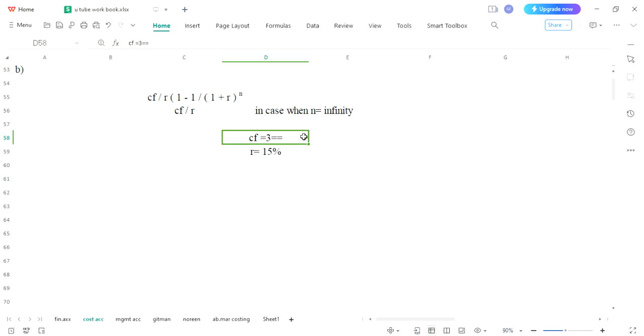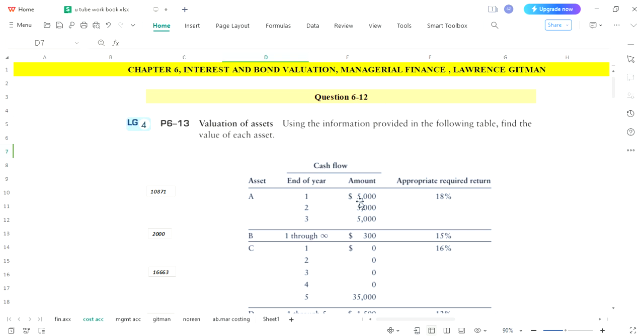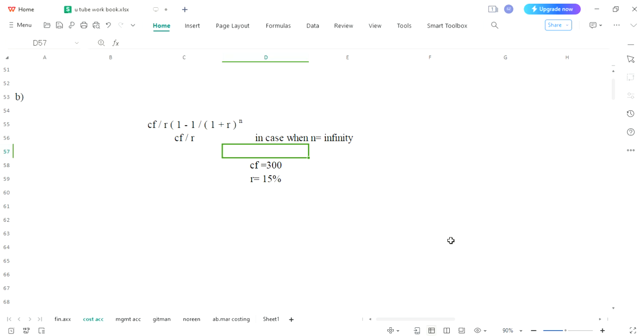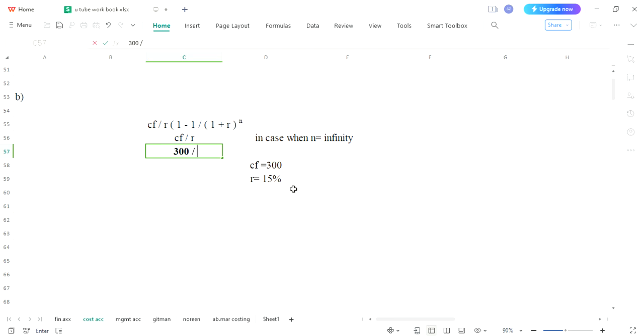Alright. CF 300, rate 15%, and you can see that on your question 300 cash flow, 15% rate of interest. Put these values over here. 300 divided by R. R is what? 15%. 15 divided by 100, that means 0.15. You can write. Statement is completed. Now let's put it on our calculator.